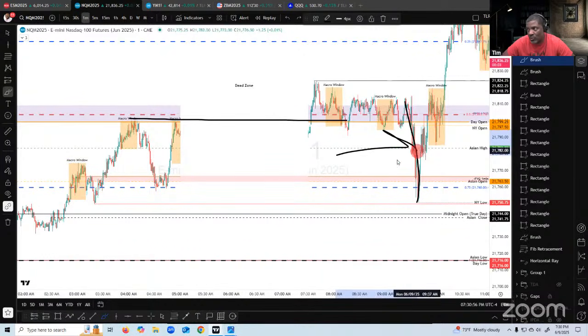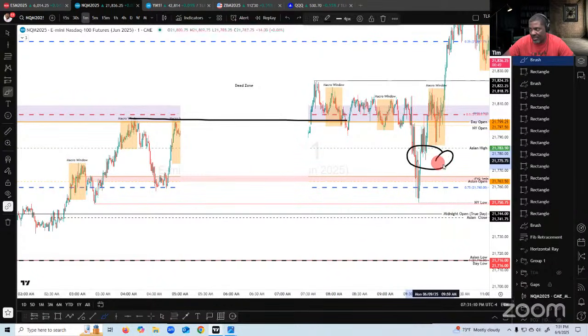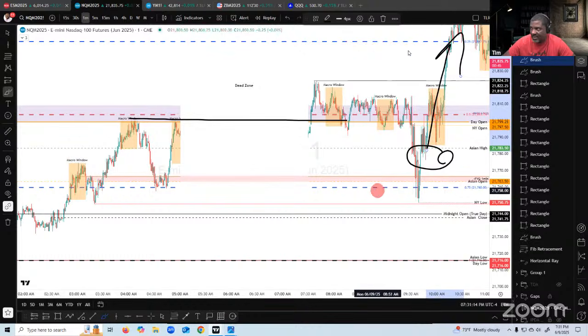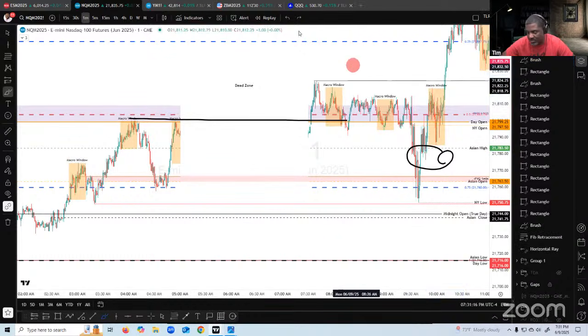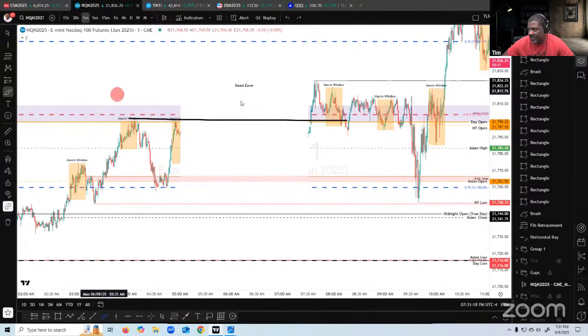When we go into a new anything, we anticipate what? Some form of manipulation. It doesn't have to happen 100% of the time, but if you get the manipulation, that's giving you a better opportunity to participate on the run, right? Why? Because you're getting long in the manipulation leg to go and get distributed. You get an opportunity to participate with a better entry, right?